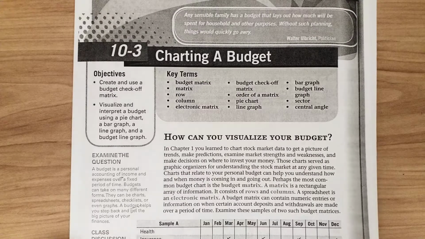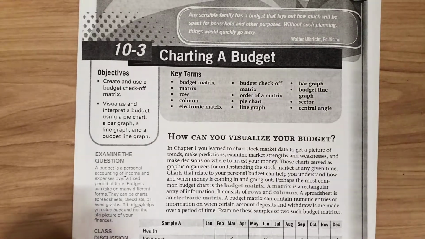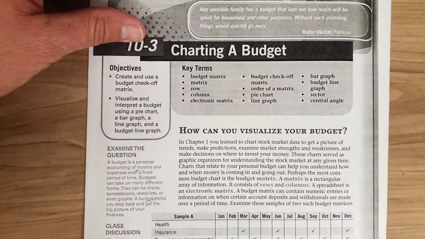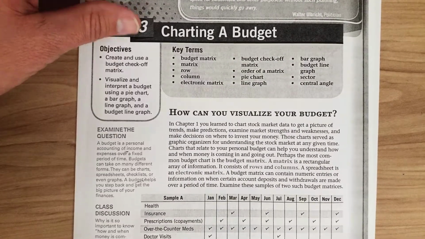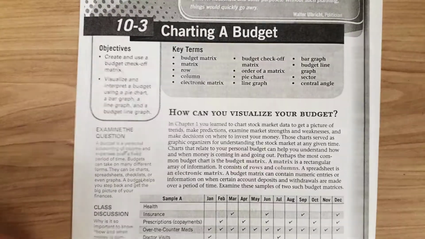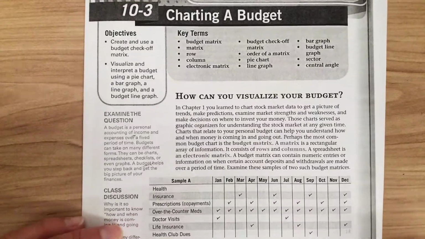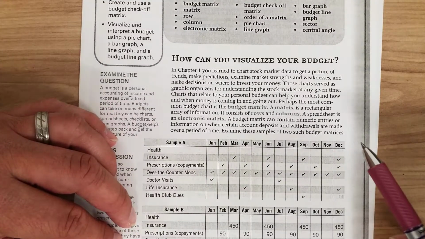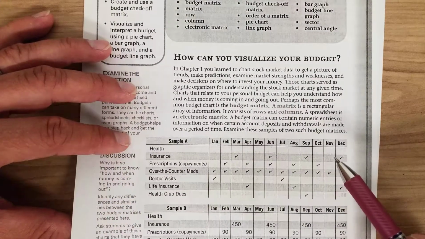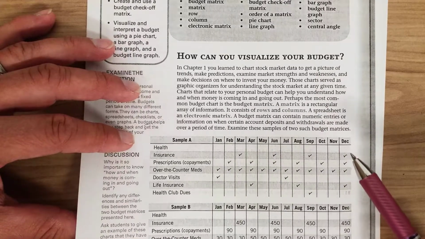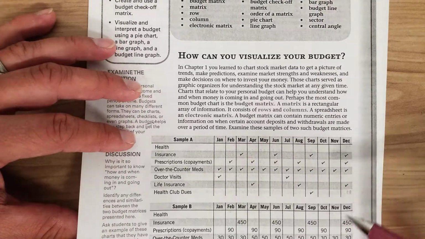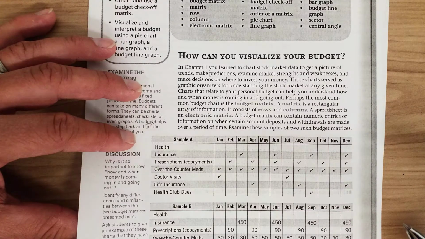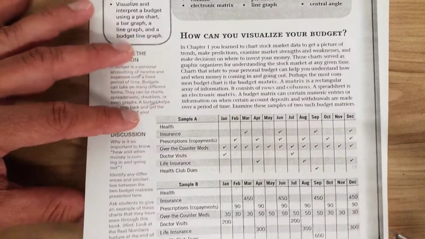All right, in this lesson, we're going to talk about charting a budget. And your budget basically is where your money goes after you receive it. How is it spent? What is it spent on? And a lot of people like to keep track of that just to know if they're going to have enough money to get by for the month, or also maybe where they can make some cuts in their budget so they have more expendable income.